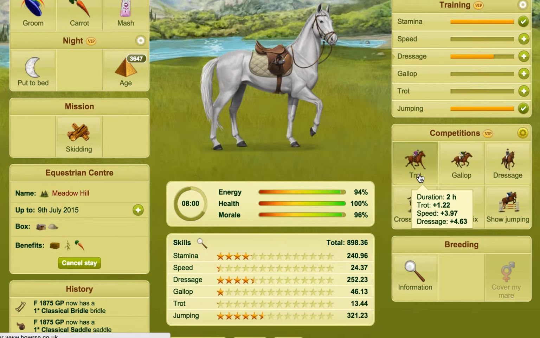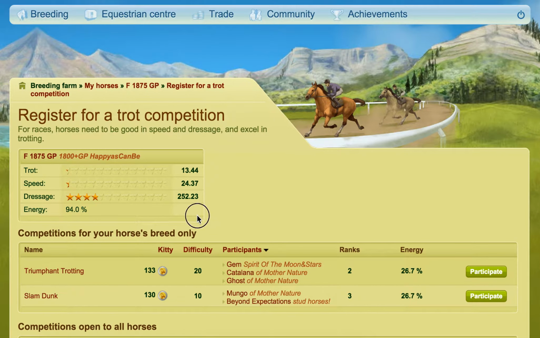So what we're going to do is I'm going to click on trot. And it's this box up the top that we're concerned with, and I've mentioned this before in videos that I've done about competitions. Those three skills that are within that box are the three skills that are the most important for this type of competition. So what I immediately get from that is if I want a good trot horse, I need a horse that's good in trot, speed, and dressage.